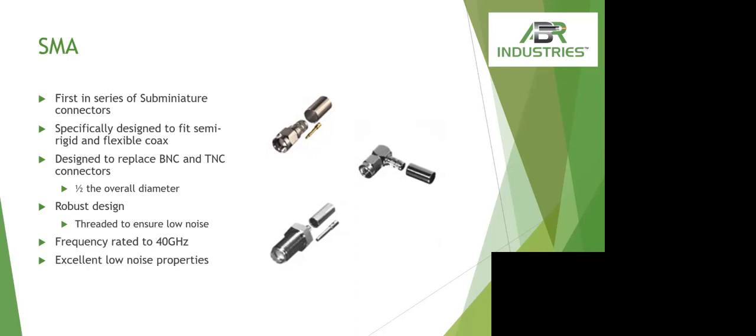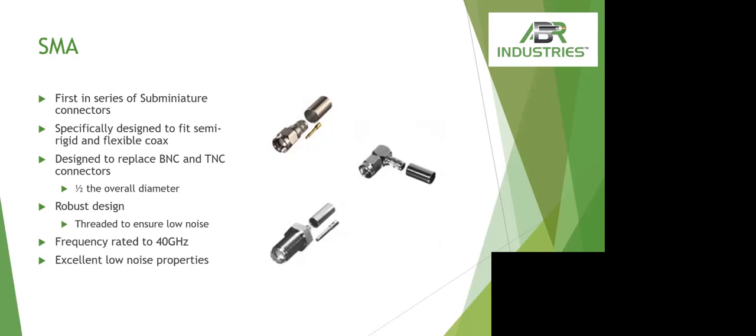Then came SMA connectors, the sub-miniature series. Originally designed to fit semi-rigid and some semi-flexible coax, typically at 0.141 inches and below, as frequencies were going much higher, even well beyond 18 gigahertz. The nice thing was, it was an easy product to use to replace BNC and TNC connectors because it's half of the overall diameter. A very robust design with the threading, which was very easy to twist but not over twist, and lock into place.